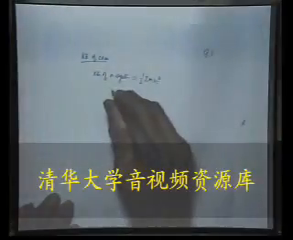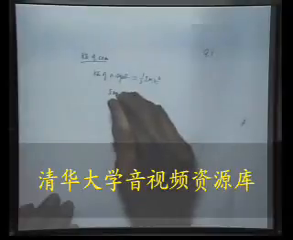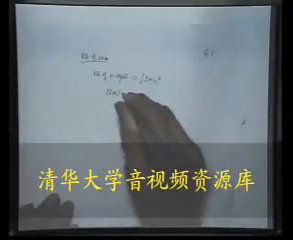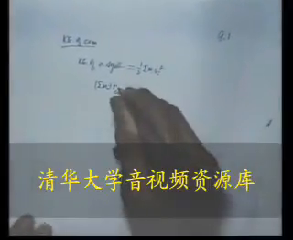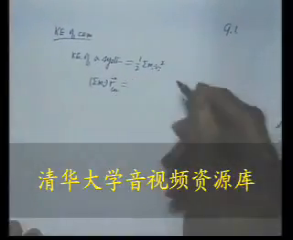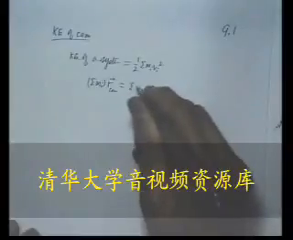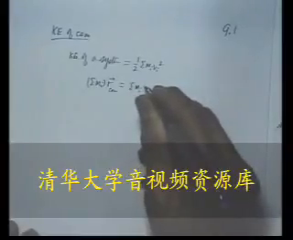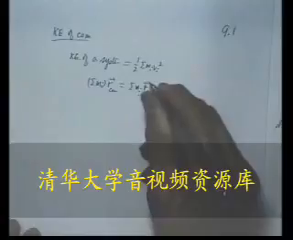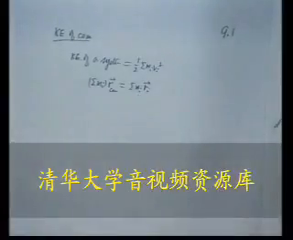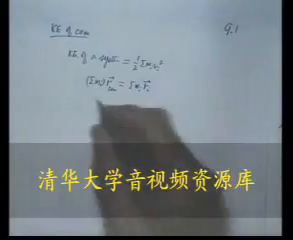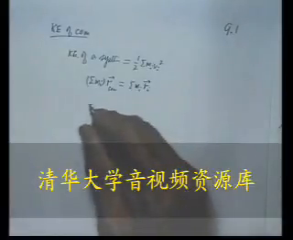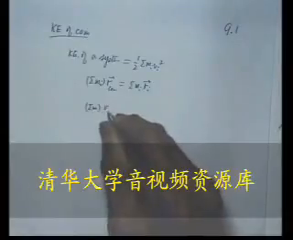Now, we have summation mi times r center of mass is equal to summation mi ri. That defines the center of mass coordinate. If we take the derivative of this with respect to time, we get the center of mass velocity.